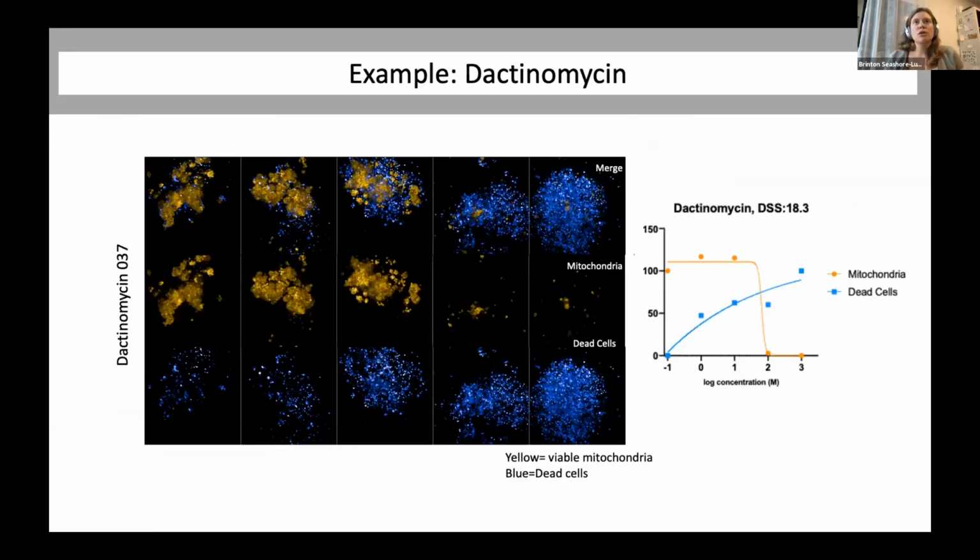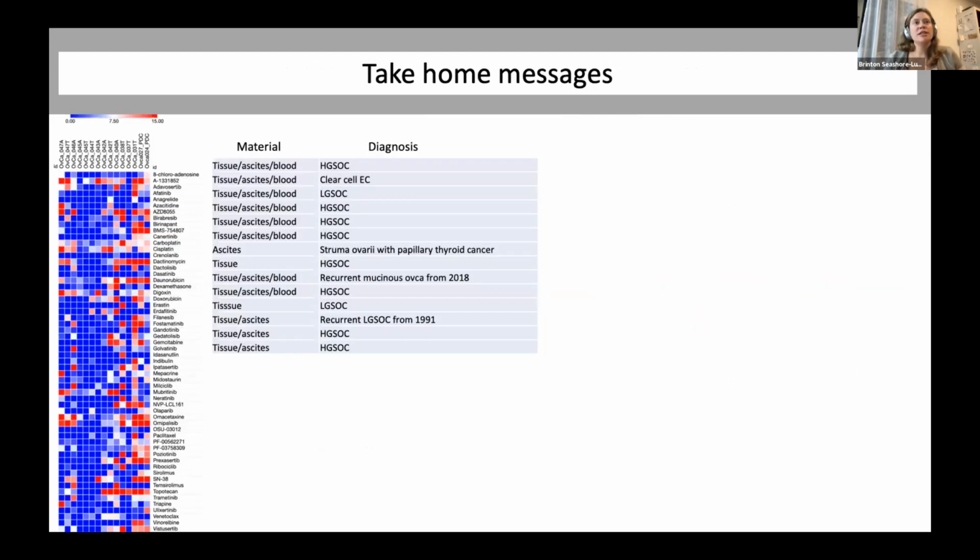This is just an example of the actual images showing a dose response curve, where we can get a dose response curve for both the viable mitochondria in yellow, and then the number of dead cells, or cells with a permeabilized outer membrane, in blue. And finally, we've been doing this across a small cohort so far, where we've been looking both at the ascites fluid and the tumor tissue.